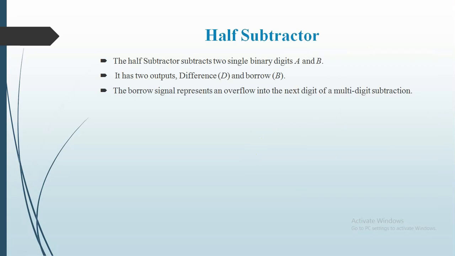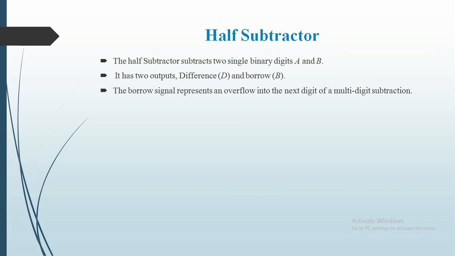Half subtractor: it is a combinational circuit that performs subtraction of two binary bits. It has two inputs, which we call minuend and subtrahend, and two outputs, that is the difference and a borrow, that is the B out. We use a half subtractor to subtract the LSB of the subtrahend from the LSB of the minuend.